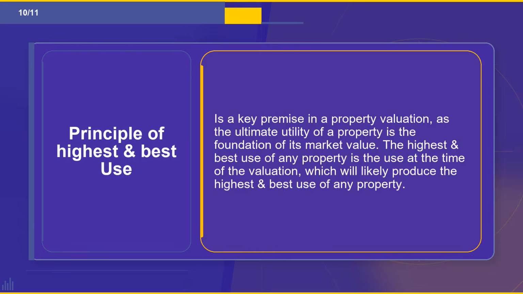Flashcard 10. Term: principle of highest and best use. Definition: is a key premise in a property valuation, as the ultimate utility of a property is the foundation of its market value. The highest and best use of any property is the use at the time of the valuation which will likely produce the highest value.